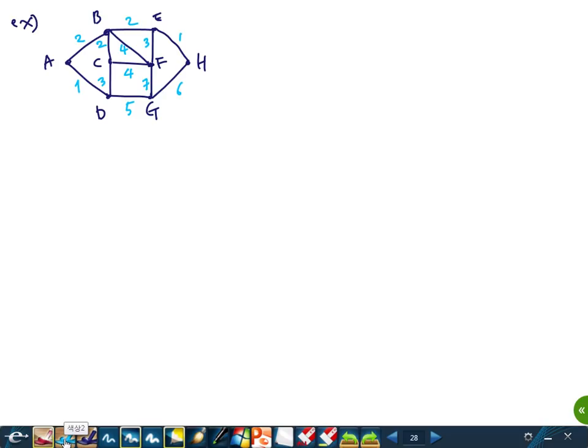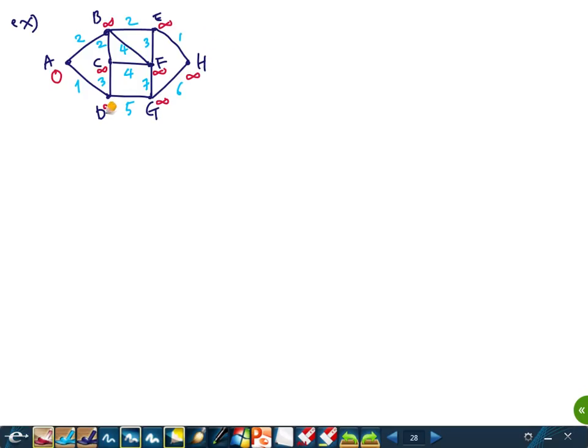What is the initial setup? We label the vertices with zero or infinity. We want to go from A to H. So A has weight 0. I'm going to label the vertices using red color. So the others have infinity. Infinity, infinity, infinity, infinity, infinity.